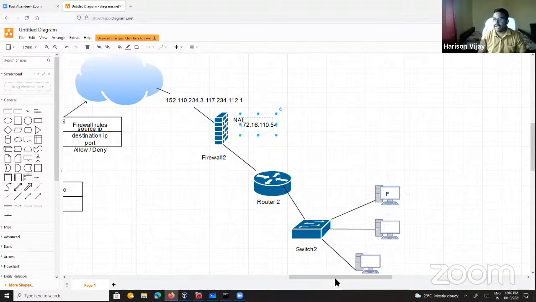So this is a very high-level view of how a packet gets routed. So I hope you could kind of get a sense of how ports, MAC addresses, and IP addresses work. If you have any questions, let me know.